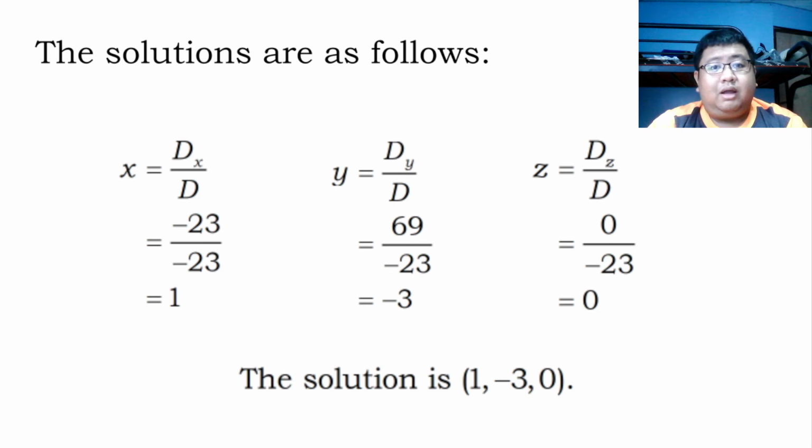Remember, when we write solutions to a system of equations in 3 variables, you write it as an ordered triple. Kung paano sa 2 variables, meron kang ordered pair, x, y. Sa 3 variables, meron kang ordered triple. Triple, kasi tatlong numbers eh. The x value, followed by the y value, and followed by the z value. Kaya 1, negative 3, 0.